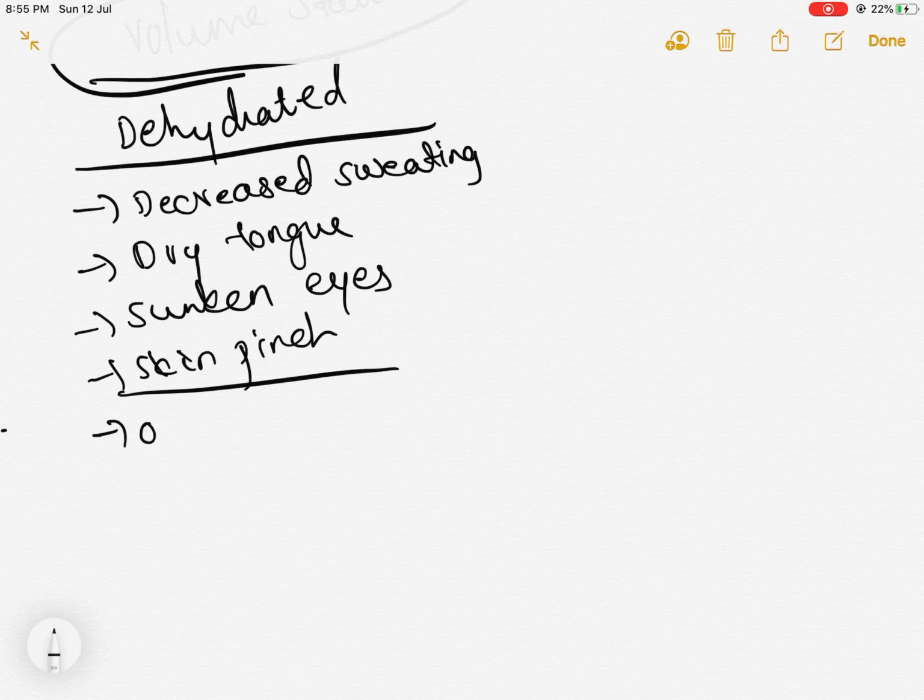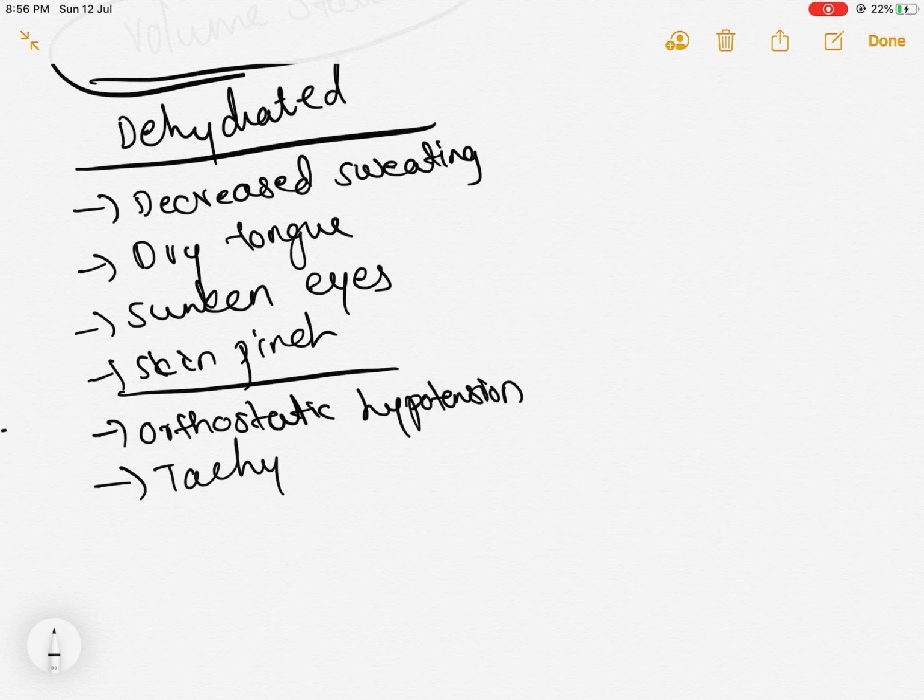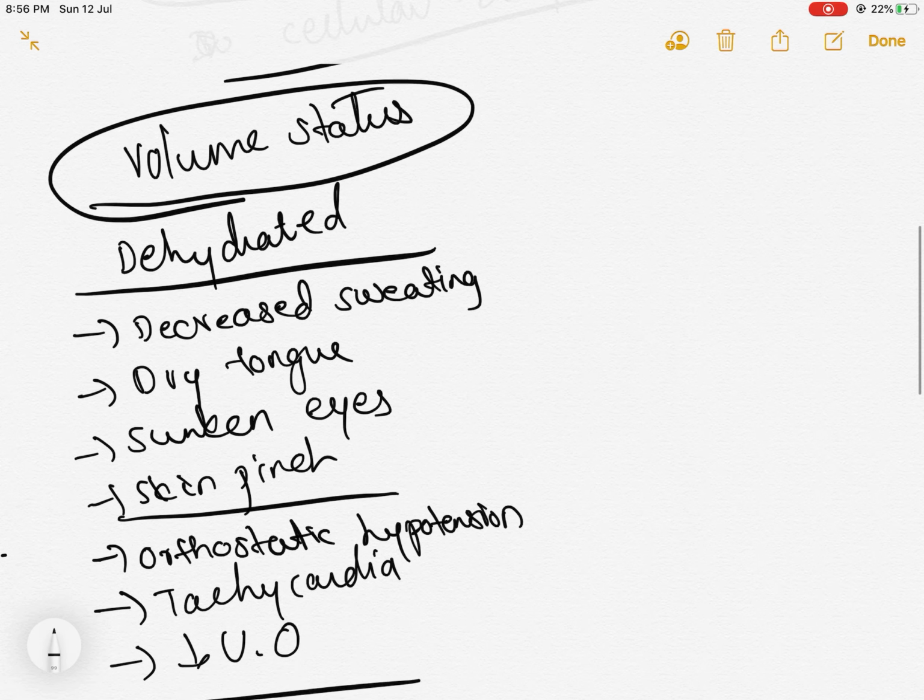The next feature is orthostatic hypotension, that is, postural drop. Whenever you check BP in the lying down position and then check the BP immediately after standing, after 1 minute and at the end of 3 minutes, if the fall in systolic blood pressure is more than 20 and diastolic blood pressure falls more than 10 millimeters, it indicates orthostatic hypotension. Another feature is tachycardia. Then decreased urine output. If these features are present, that means the patient is dehydrated.